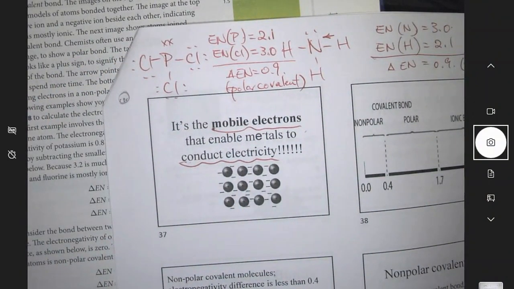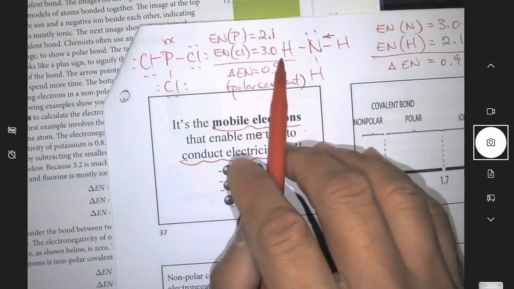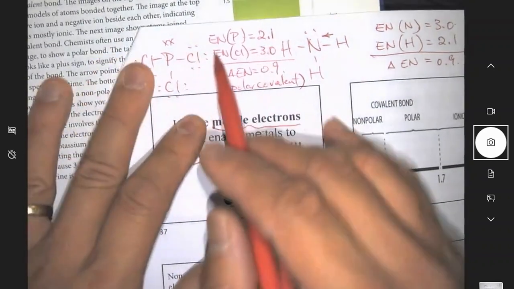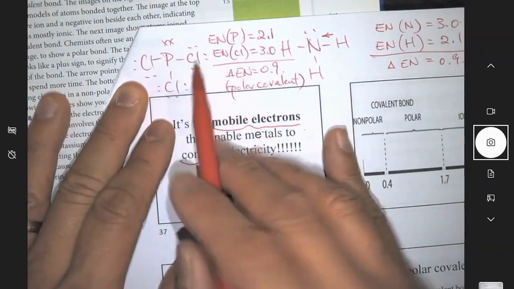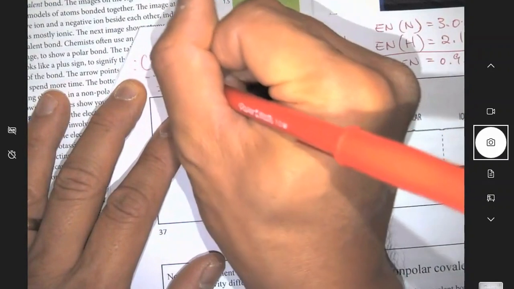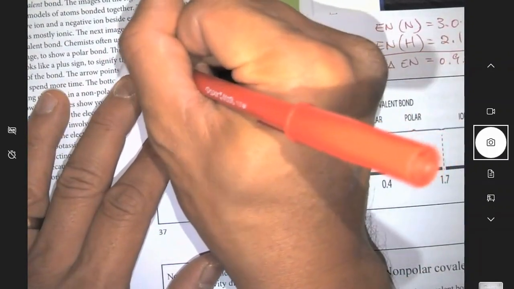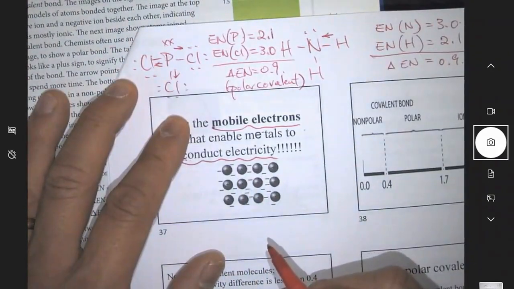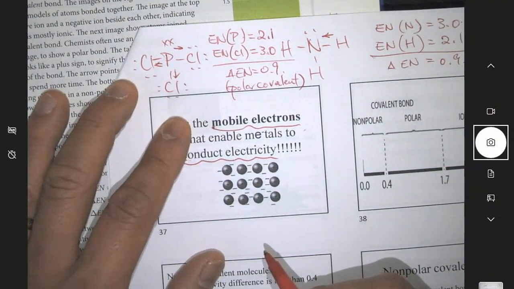Now, where would the electron be closer to then? Who would the electron be closer to in this situation? Chlorine? Why? Good. It's more electronegative than phosphorus. They want the electron closer to it more. So the electrons will actually go towards the chlorine in this case. Are we good so far?